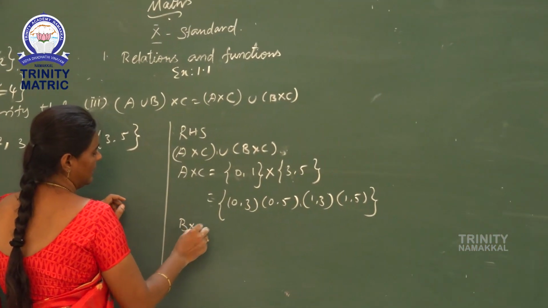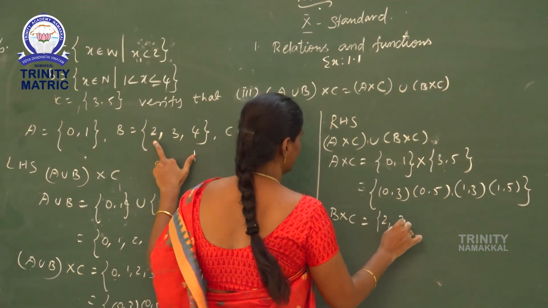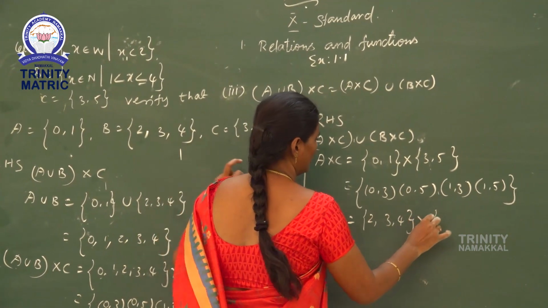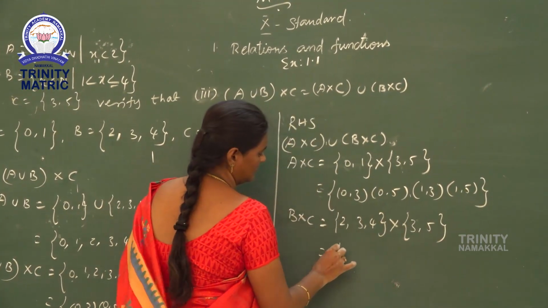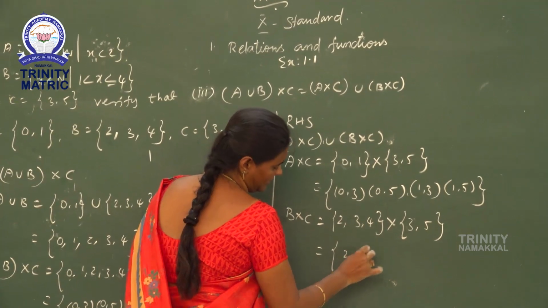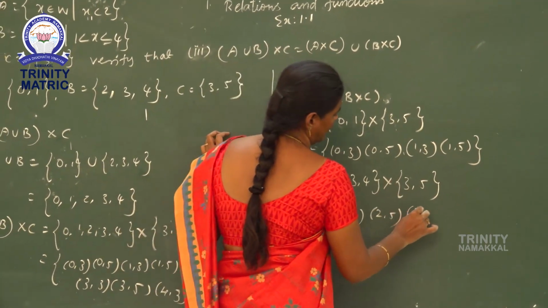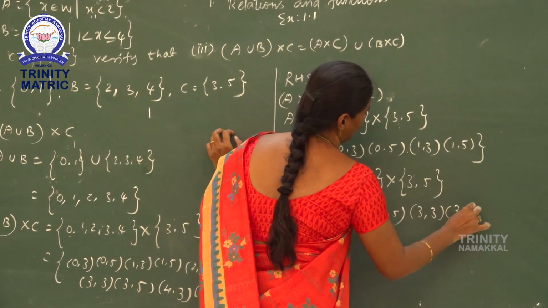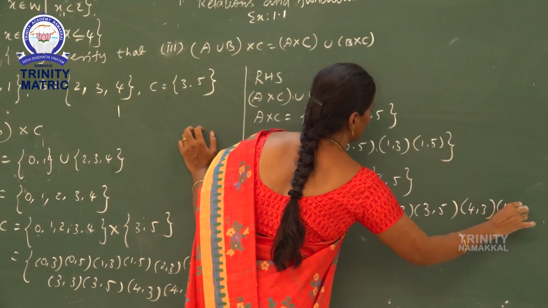Next we find B cross C. What is the element in B? 2, 3, 4, cross the elements in C, 3, 5. I write (2,3), then (2,5). Then (3,3), (3,5). Then we take (4,3) and (4,5).